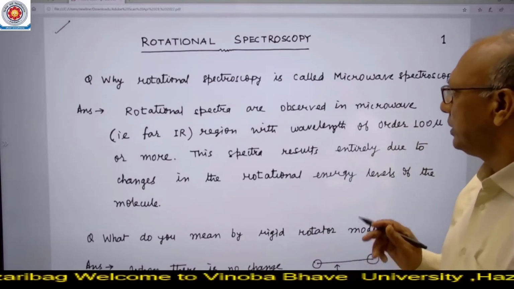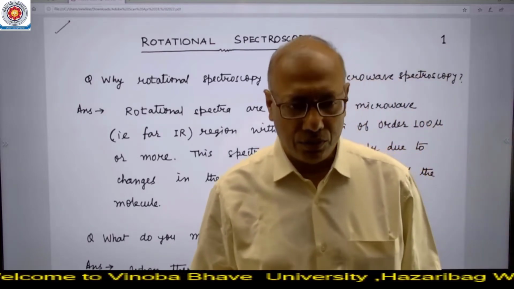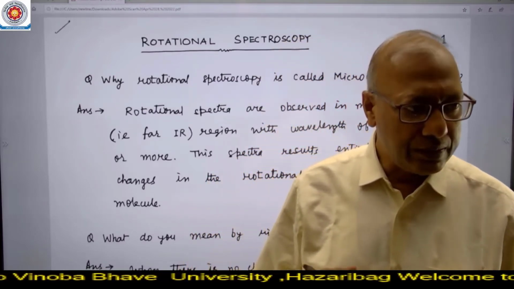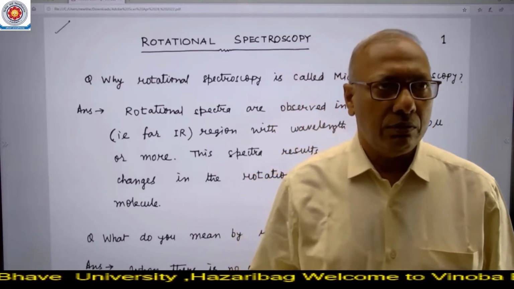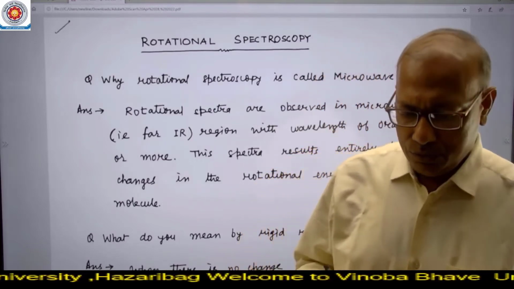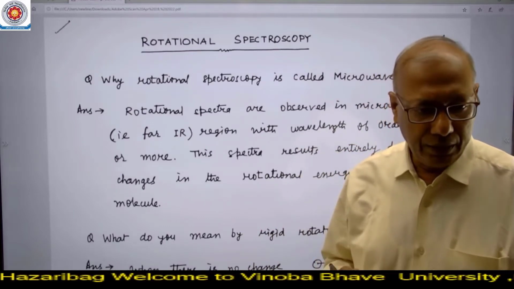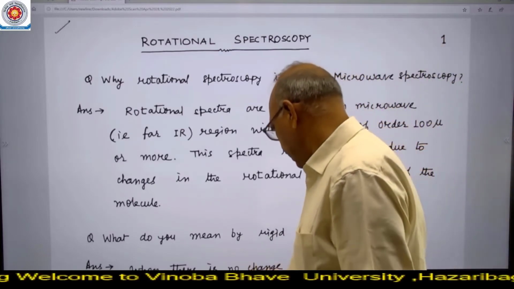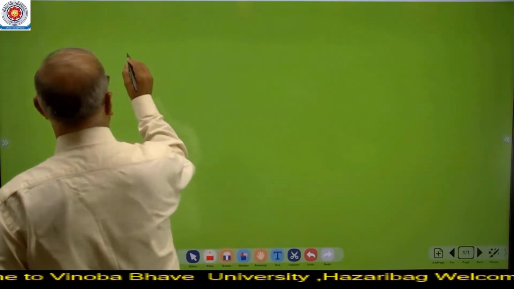So what happens? There are different types of energies in a molecule, such as rotational energy, vibrational energy, and electronic energy. These types of energies are obtained in different regions of electromagnetic radiation. So we know that there are these types of radiations.